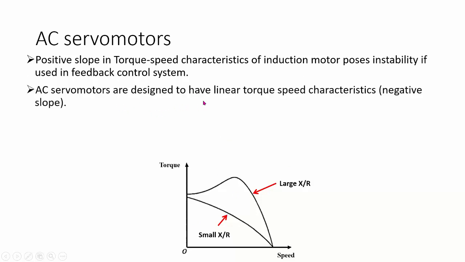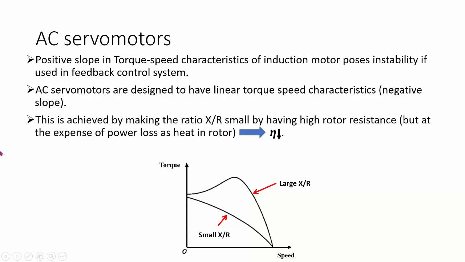AC servo motors are designed to have a linear torque-speed characteristic with a negative slope. This is clear from this profile. They have an almost linear characteristic, not completely linear. Ideally, you assume it to be a straight line, but in practical cases you don't have a very sharp straight line. You always have a slight curve in AC servo motors, but the slope should be negative. This is the requirement: a negative slope is required for things to be controlled.